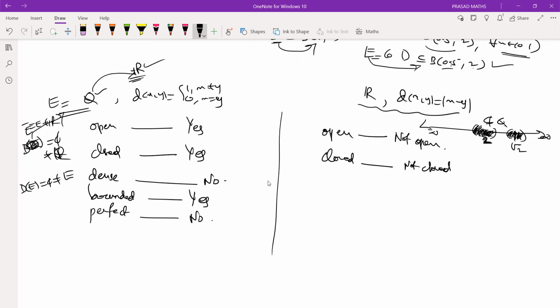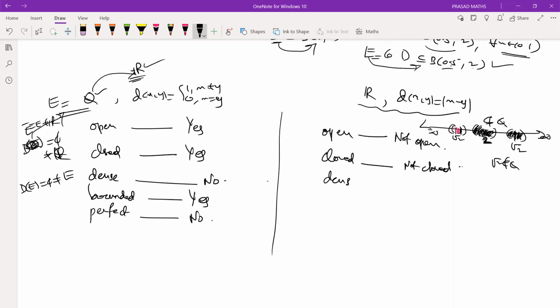Root 2 is a limit point because any neighborhood you take, any very small neighborhood, any teeny neighborhood, contains at least one rational other than root 2. Therefore, root 2 is a limit point of Q, but root 2 does not belong to Q. Therefore, Q does not contain all its limit points, at least one limit point is missing. So, not closed.